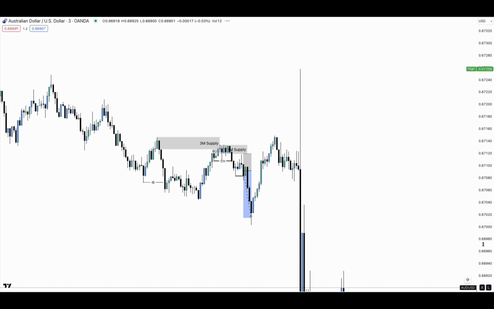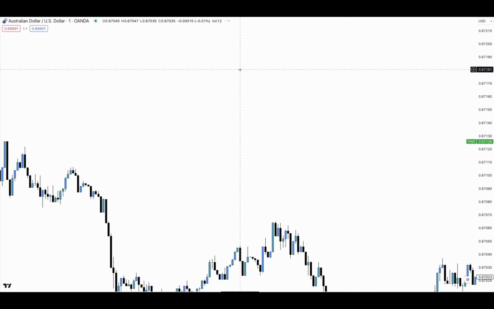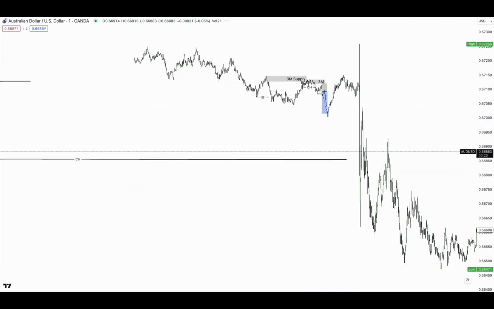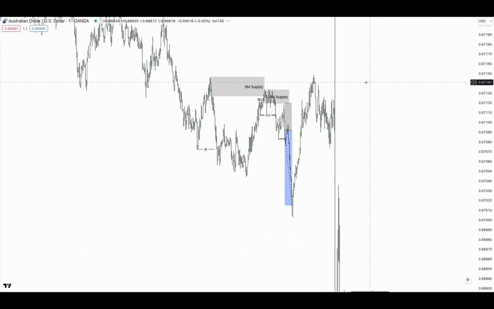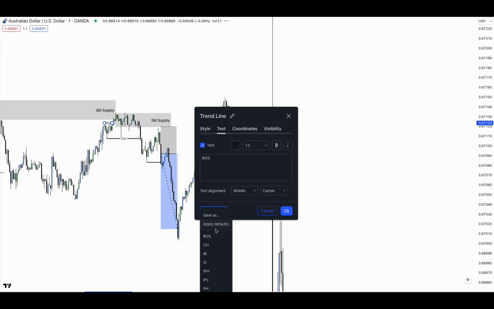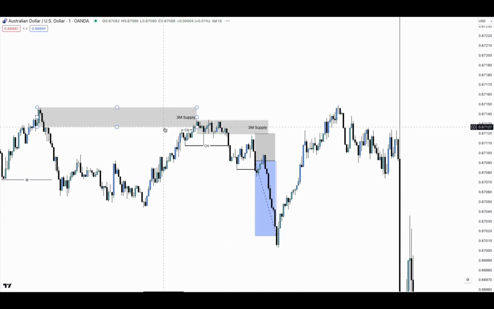My first confirmation was this 1-minute change of character and retracement. So let me see. It's this change of character that was my confirmation of this supply zone. Perfect. So now I've confirmed my zone and it's valid.